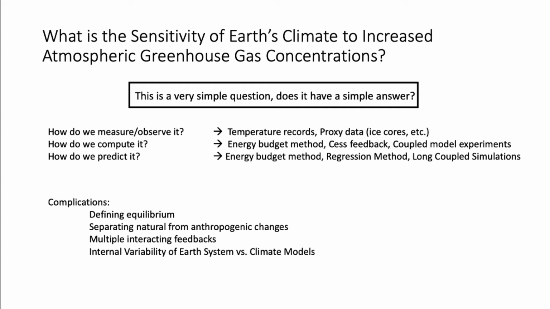The different results come from complications where we have to define equilibrium carefully. There are anthropogenic and natural changes to the climate system that have happened over the last century or two. And there are also multiple interacting feedbacks and variability.